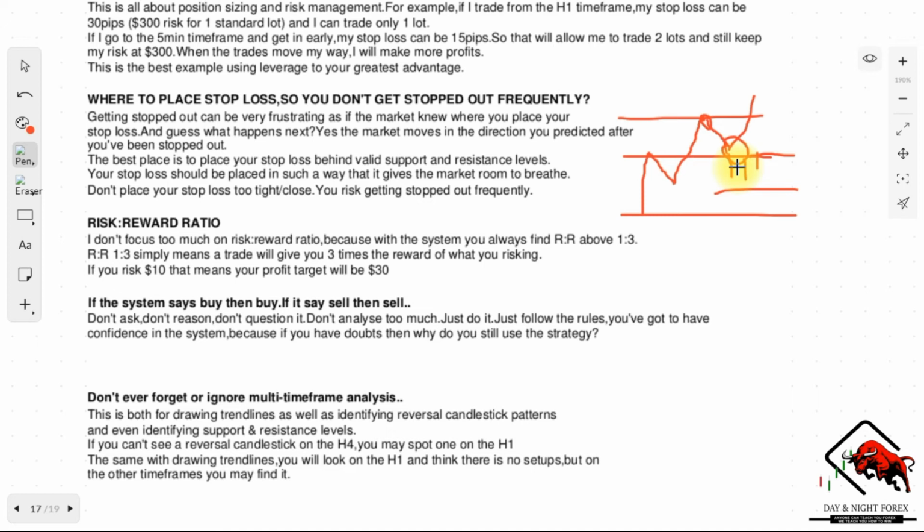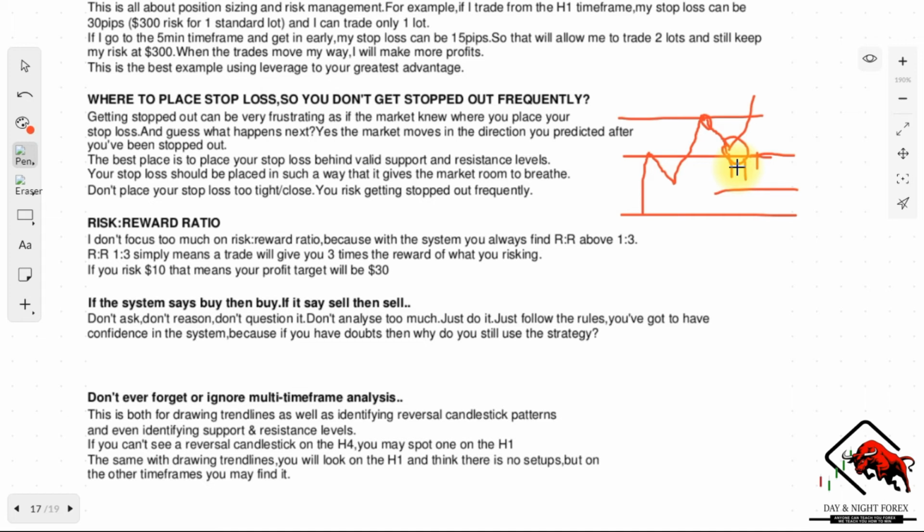So if the system says buy, then you buy. If it says sell, then you sell. You never trade against the system, right? This is the system that we're building up with all these techniques that we're putting together. So don't ask, don't reason, don't question, don't analyze too much, don't overanalyze, don't overtrade. Just do it. Just follow the rules.